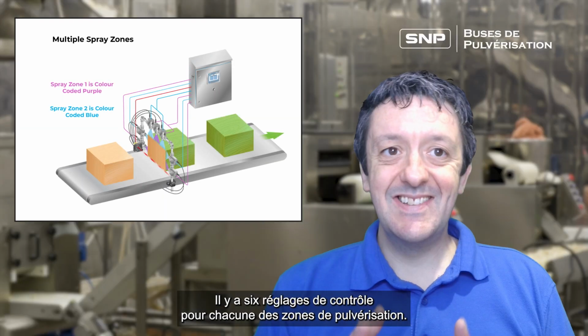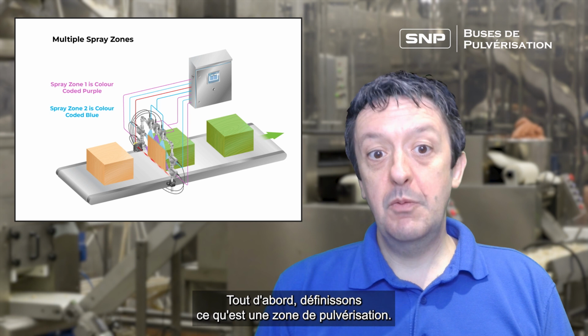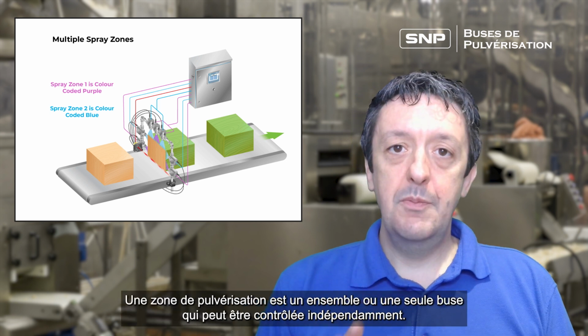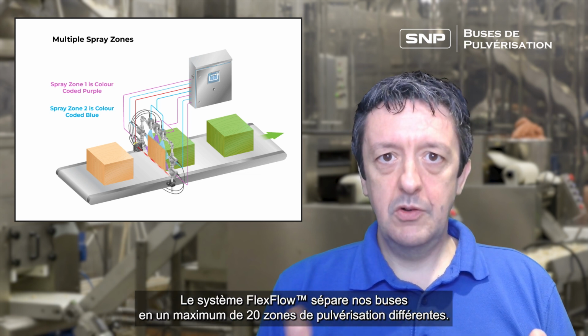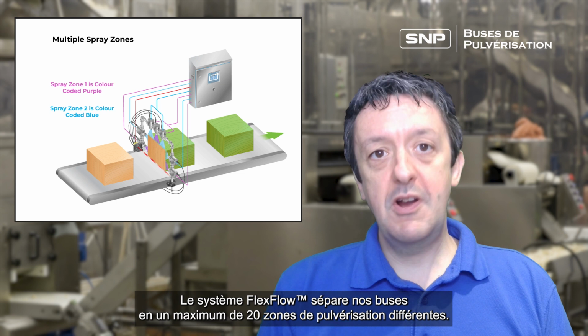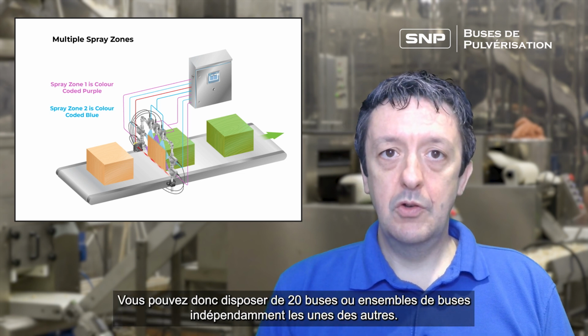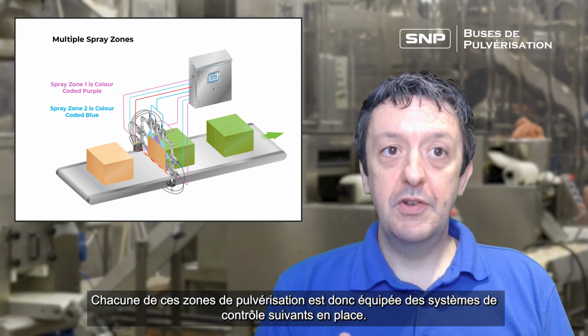There are six control settings for each of the spray zones. So first of all, let's define what a spray zone is. A spray zone is a set or a single nozzle that can be controlled independently. The FlexFlow system separates nozzles into up to 20 different spray zones, so you can have 20 different independently controlled nozzles or sets of nozzles. Each of those spray zones has the following control systems in place.